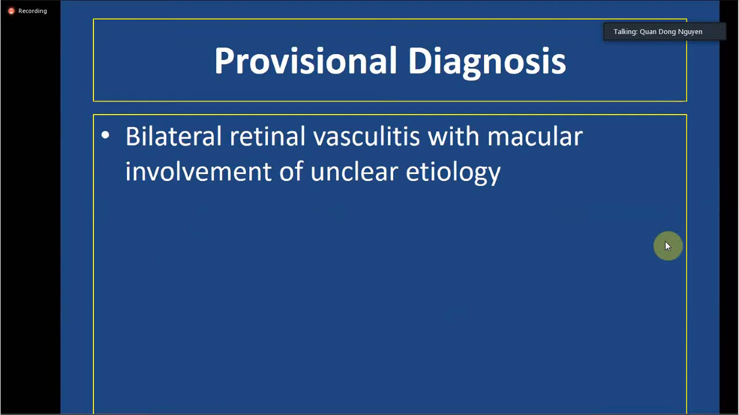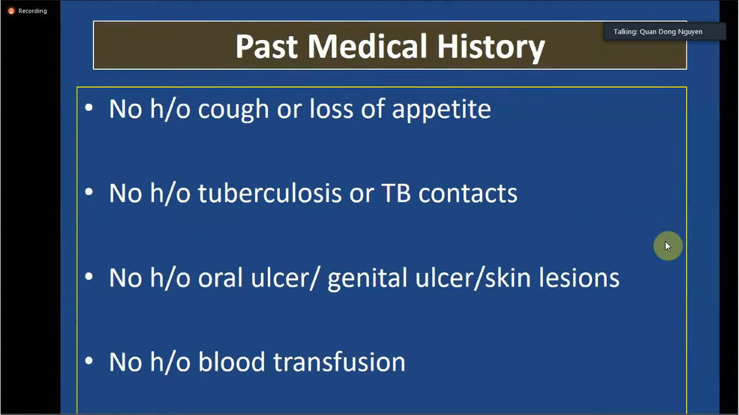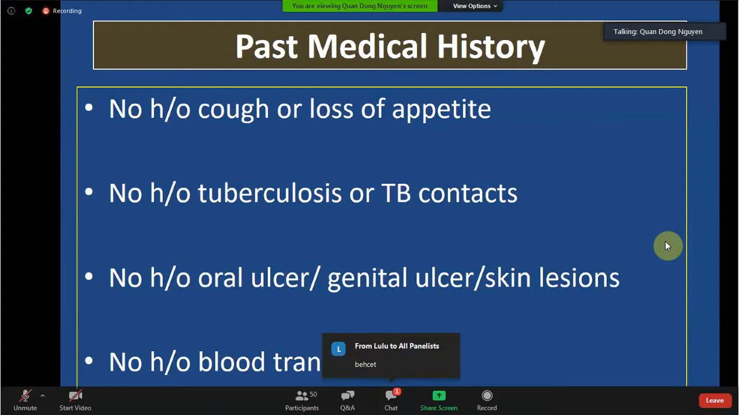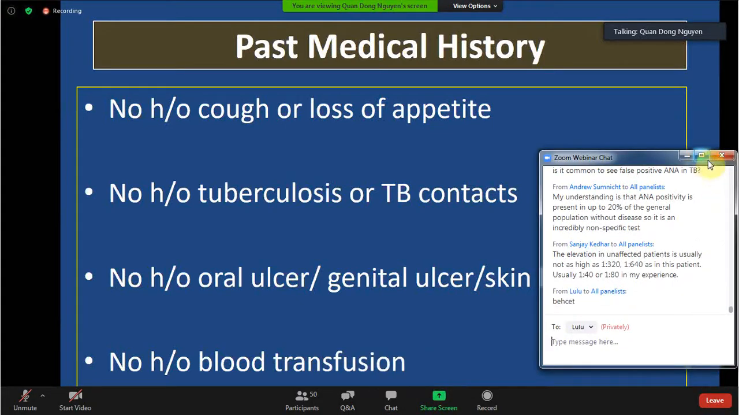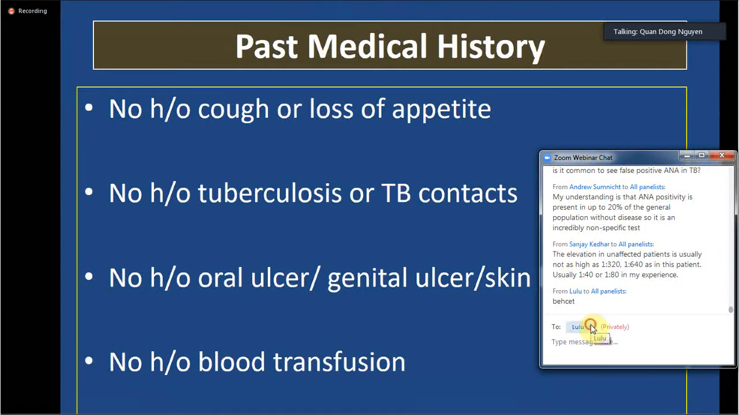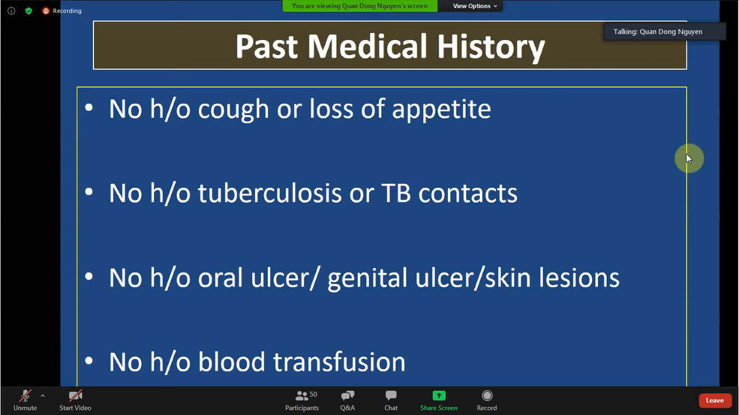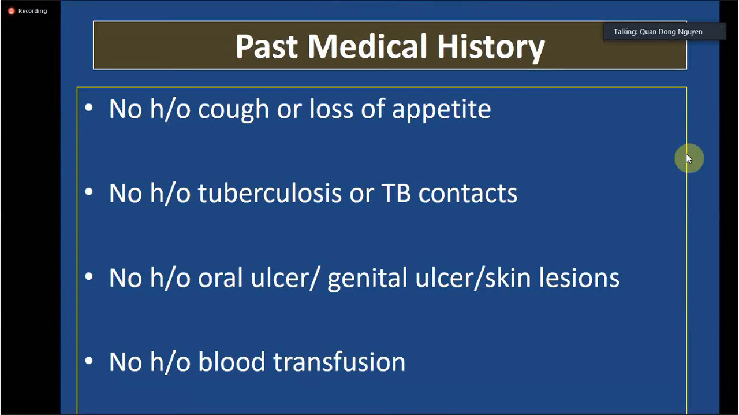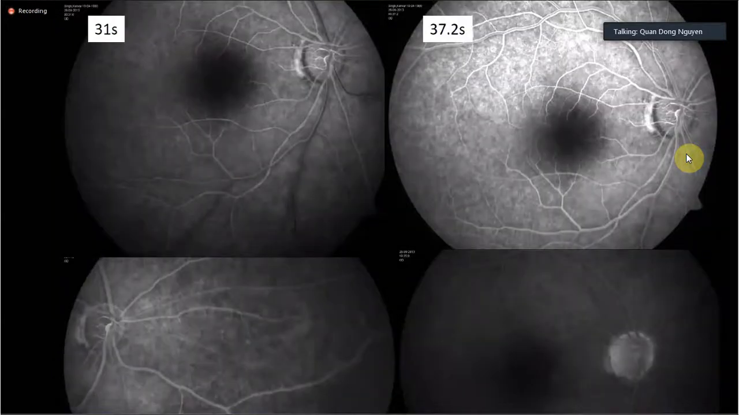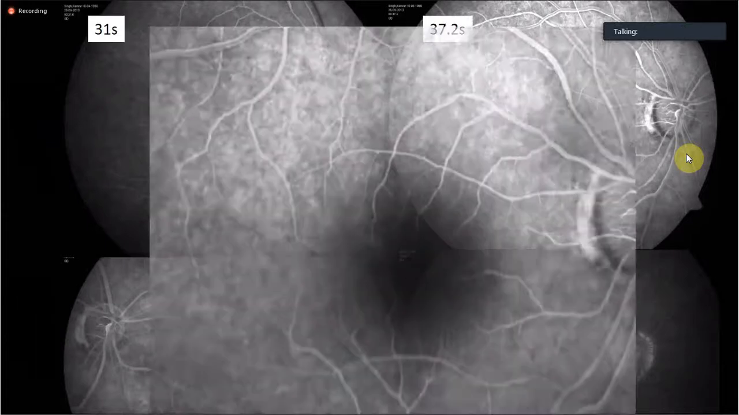In this patient, there is no history of cough or loss of appetite, no history of TB or TB contact, no history of oral ulcer, genital ulcer, or skin lesion, and no history of blood transfusion. So far, not much that we suspect. Now you probably would like to ask what we see on the fluorescein angiography. This is what we see on the fluorescein angiography of the right eye.